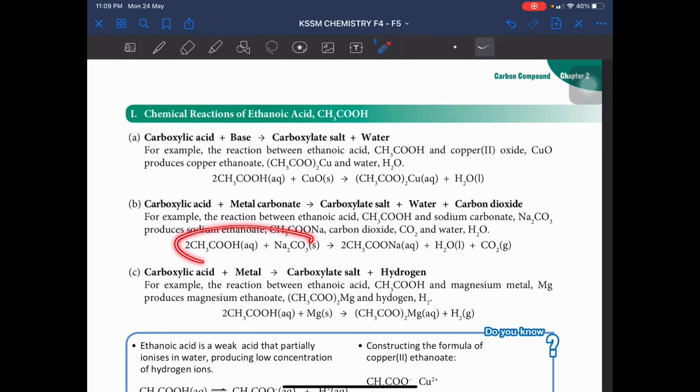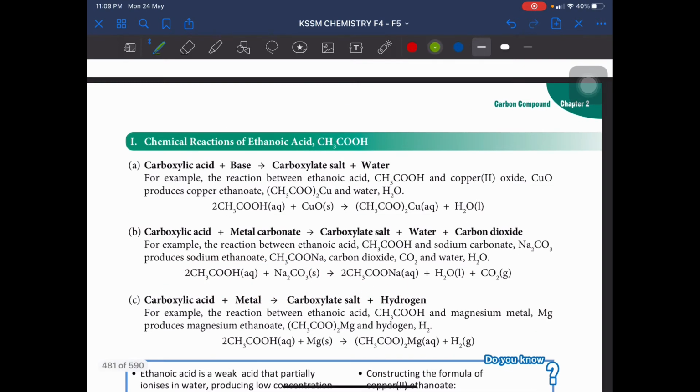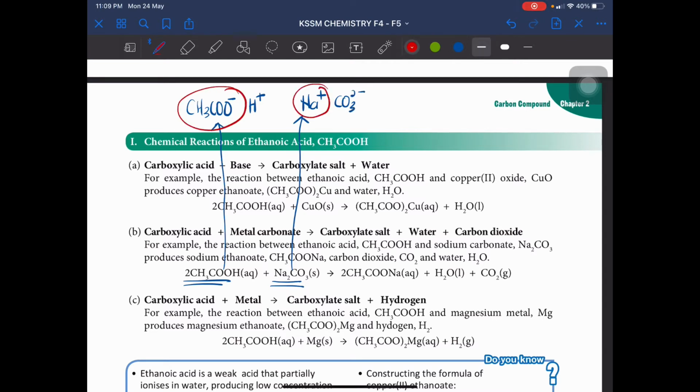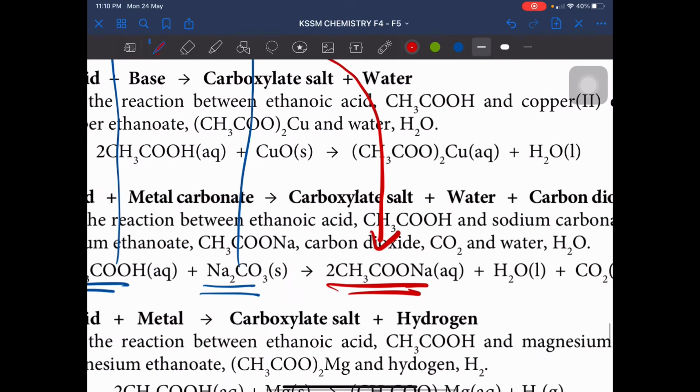Okay, how is this formed? This one. How is this one formed? Let me write it again for you. Now, this one, if I want to ionize it, it will become CH3COO minus and H plus. This one is known as ethanoate ion. And this one, if I ionize this one, it will become Na plus and CO3 2 minus. So we take the negative and the positive. Let's combine it. Then it will become like this.